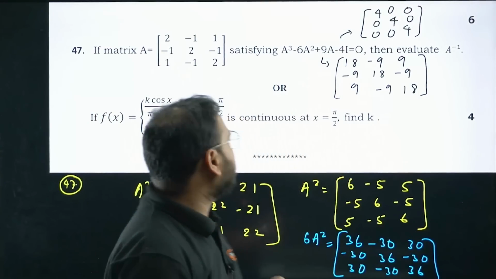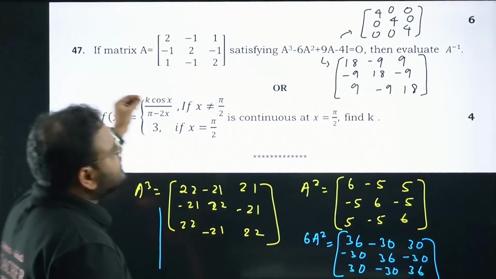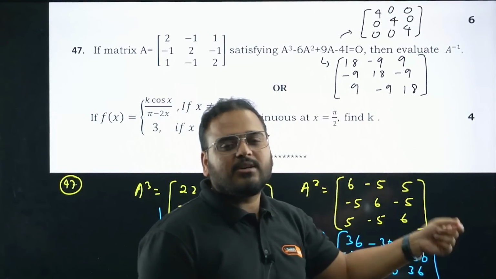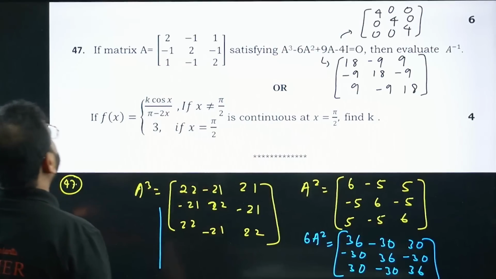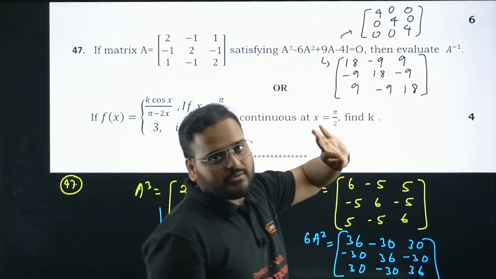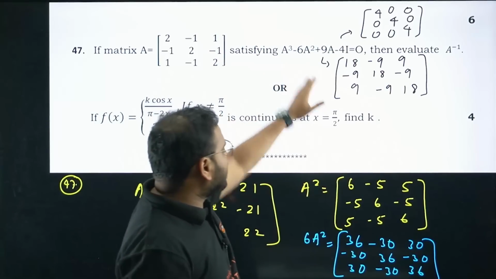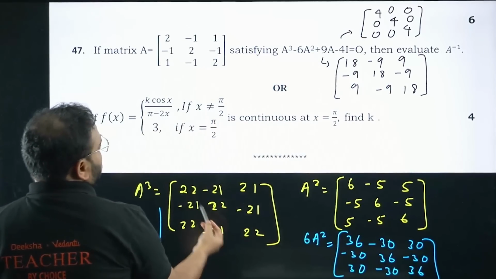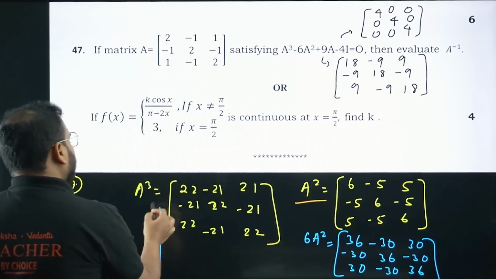Okay. Next, what we have, sir? Question number 47. I have done some work already to save some time over here. If matrix A is given here, they ask me to prove this condition, then evaluate A inverse. So what we're going to do? Find A cube. I have taken A cube and A square value already. Please check here.